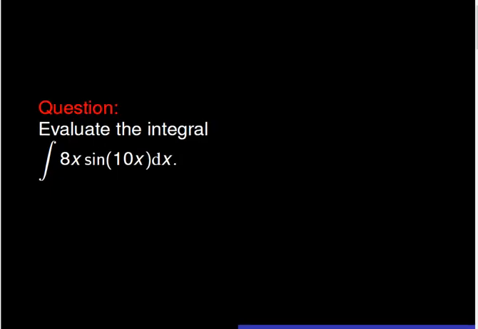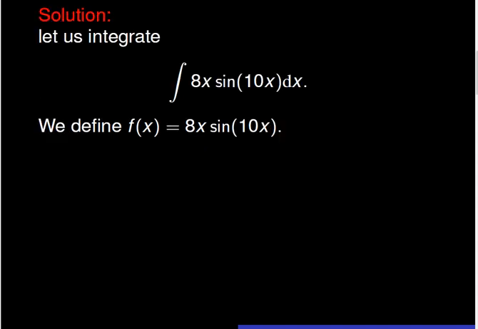In this problem, we are asked to find the antiderivative of the function 8x times sine of 10x. Let us integrate the function 8x times sine of 10x. The function we have to integrate is a product of a trigonometric function and a polynomial function. The method appropriate in this case is integration by parts.